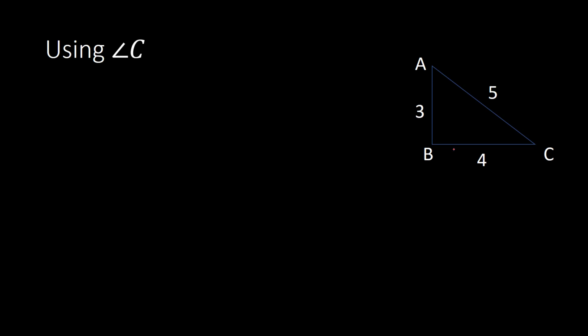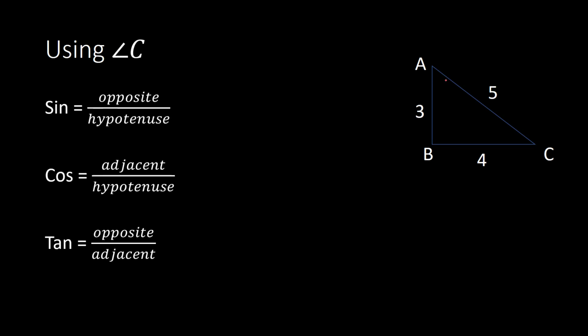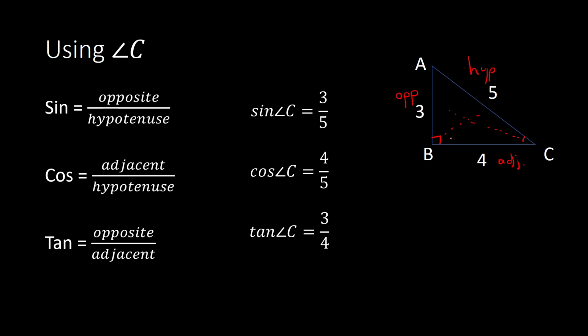Now looking at angle C, using the same trig ratios, angle B is our right angle, so 5 would still be our hypotenuse. The opposite side would be across from angle C, so 3 would be the length of the opposite side, and the adjacent side has a length of 4. So the sine of angle C would be opposite over hypotenuse, which would be 3 over 5. Cosine of angle C is adjacent over hypotenuse, which would be 4 over 5. And then tangent of angle C would be opposite over adjacent, which would be 3 over 4.